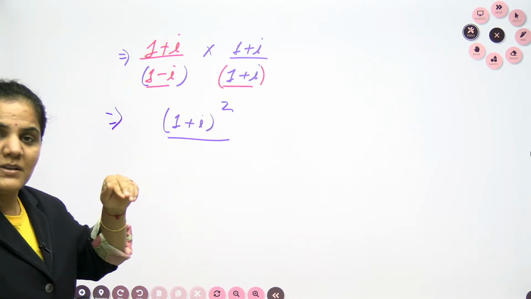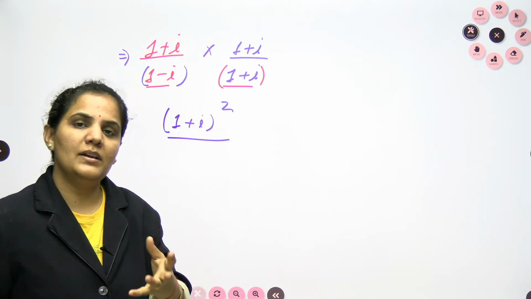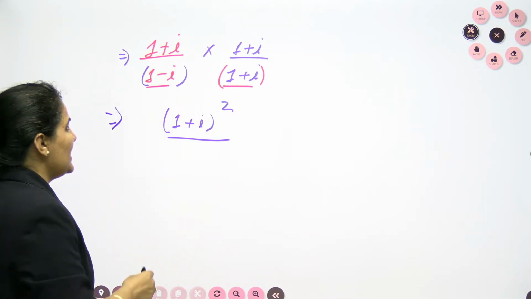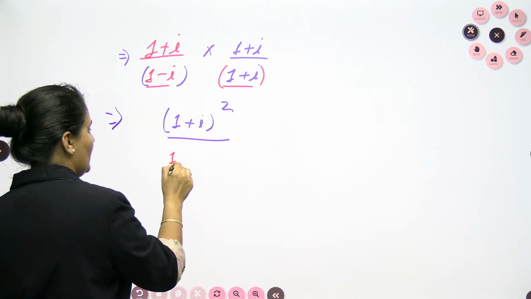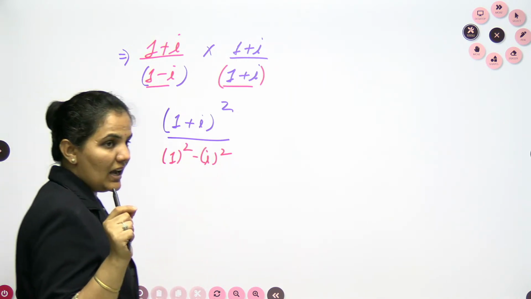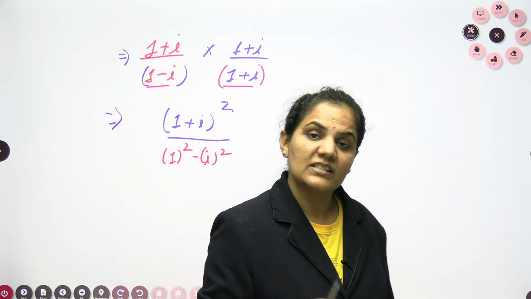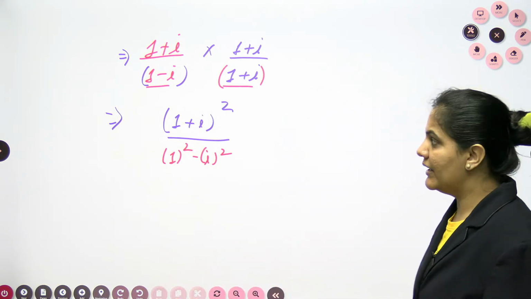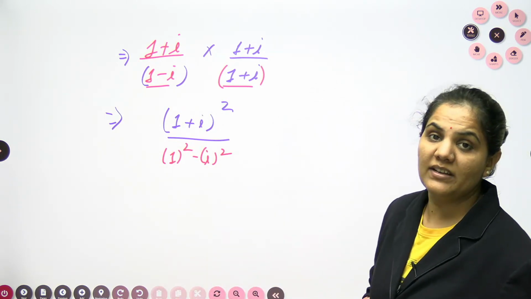but (a minus b) into (a plus b), which is a simple concept of class 7th, which is a square minus b square. So I am going to write down here 1 square minus iota square. As we know very well, dear students, iota square is minus 1.